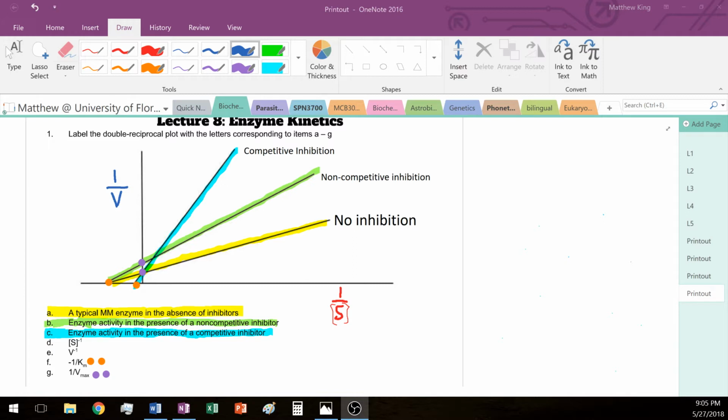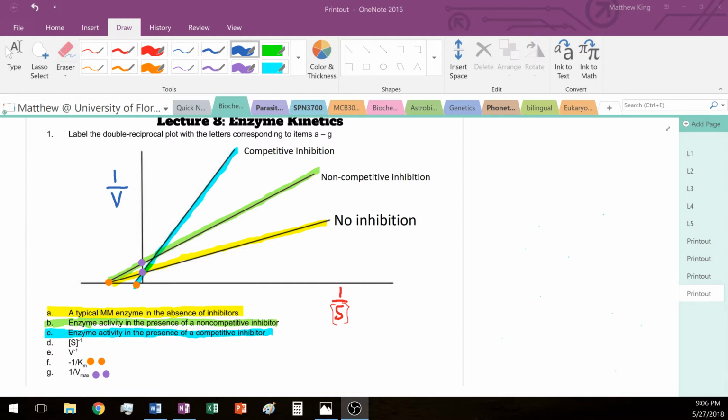Okay, so let's start by talking about our axes real quick. It's 1 over substrate concentration on the x-axis, and 1 over velocity on the y-axis. So that's items D and E below. Whenever we're dealing with inverses, you kind of have to think a little bit backwards sometimes.